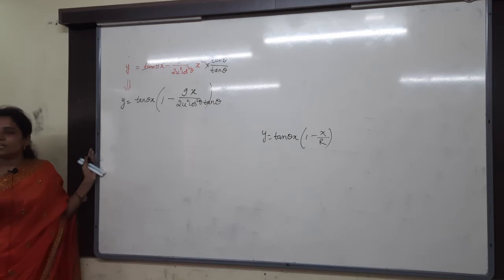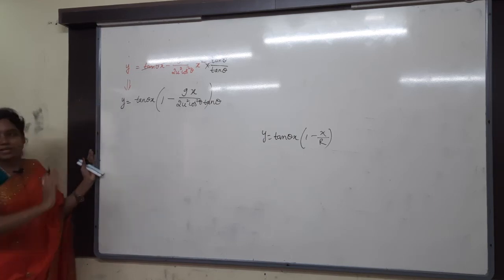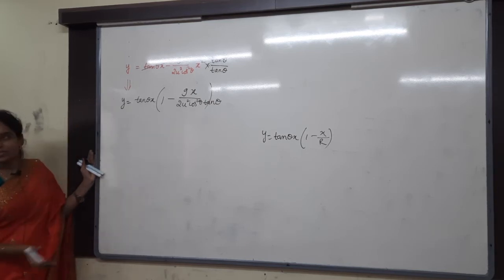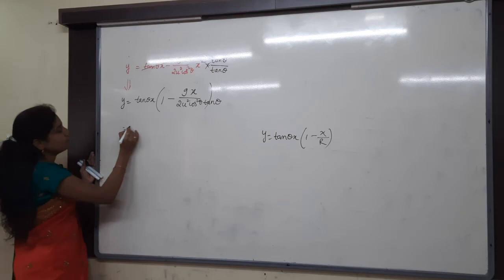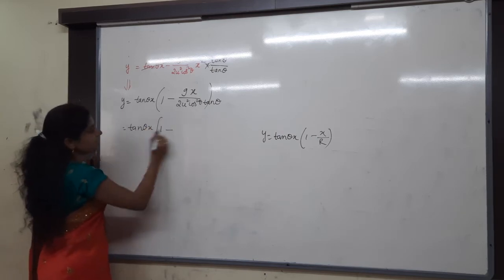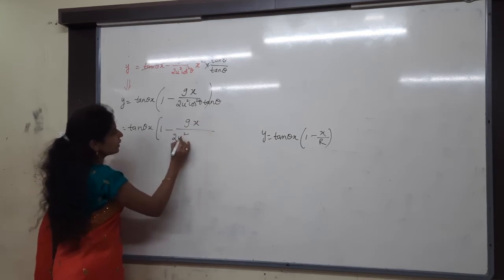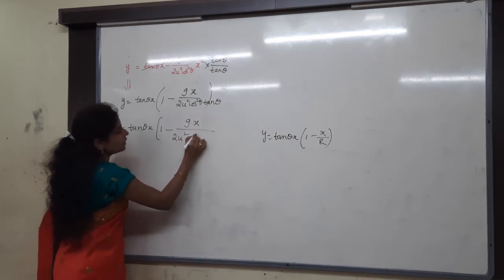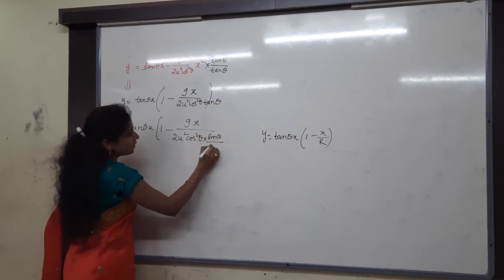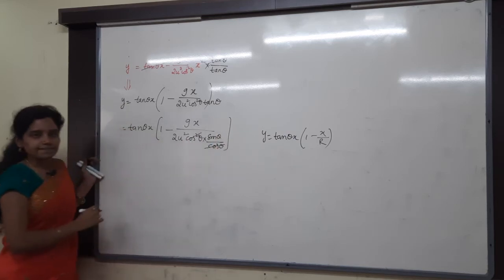I want to take tan theta into x common, so I multiply and divide by tan theta. In both the terms I have tan theta into x common, so I have taken it outside. Then here tan theta into x into 1 minus gx by 2u square cos square theta. Here tan theta is nothing but sin theta by cos theta. Cos gets cancelled here.